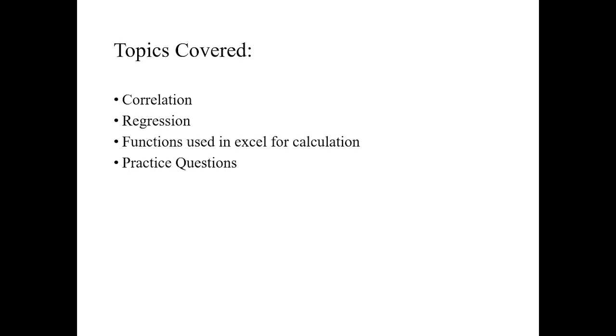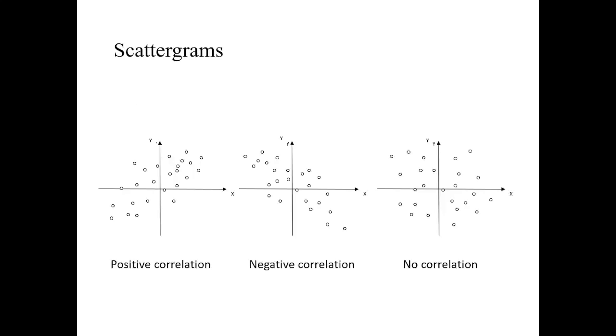Here in this video, we are going to cover the topic of correlation, regression, their functions which are used in Excel, and practice questions. So first of all, the correlation is defined with the help of scatter diagram. The given screen defines the positive correlation, negative correlation and zero correlation, which is called no correlation.